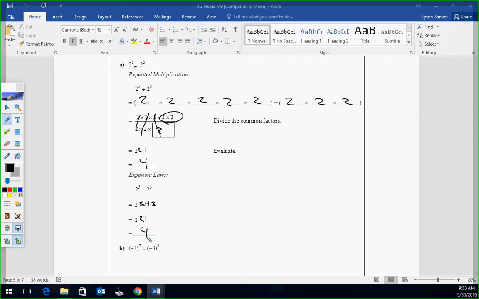Okay, and we'll get this last one here on the bottom. We'll just do the quotient rule here. So this will be your quotient rule of powers. Negative 3 to the 7 minus 4. Negative 3 cubed, that's going to be negative 27.